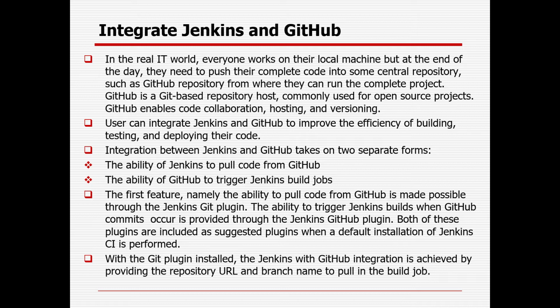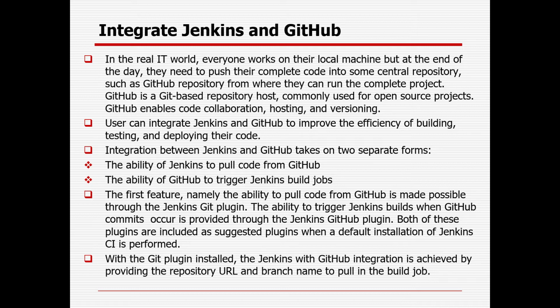Whenever you install Jenkins for the first time, some suggested plugins will be there. In case you select install suggested plugins, the Git plugin will automatically be installed. Otherwise, at a later point of time, you can install it based on your requirement. With the Git plugin installed, the Jenkins and GitHub integration is achieved by providing the repository URL and the branch name to pull in the build job.